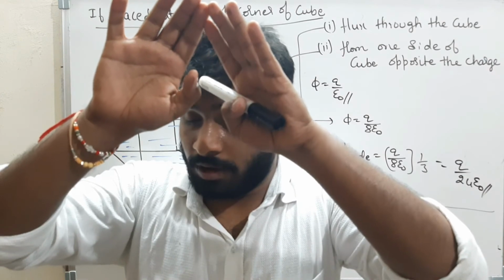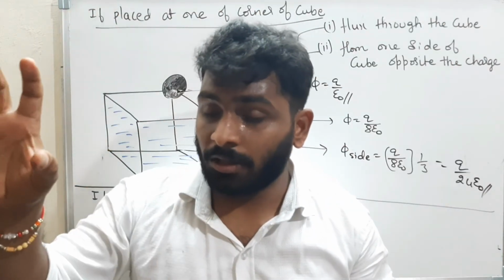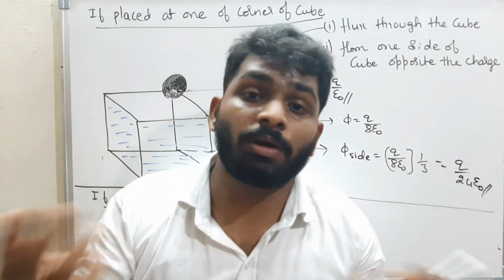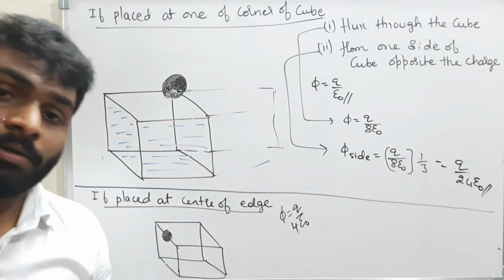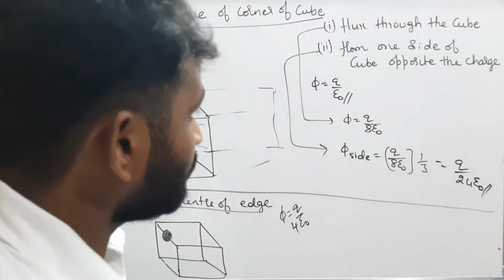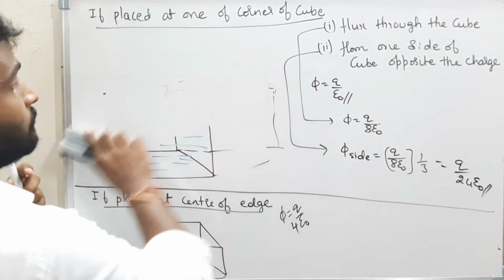If I need 4 cubes to cover this charge, then the flux for the 4 cubes is q by epsilon naught. For 1 cube it is q by 4 epsilon naught. We have to imagine, then only you will get the answers. Okay. Now we will see one more example, a small one.